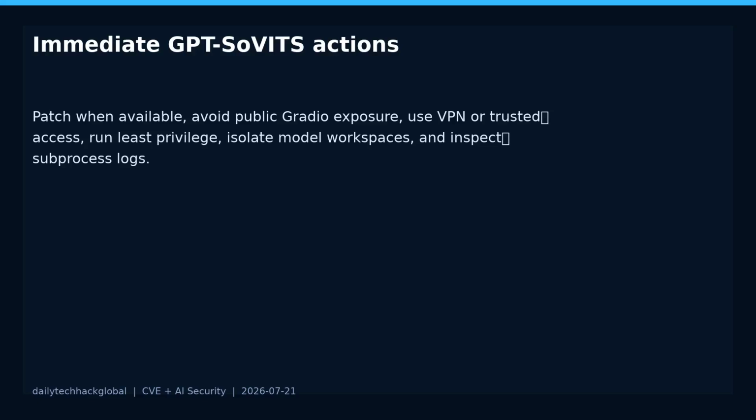For GPT-SoVITS, update when a fixed build is available from the project. Until then, do not publish the Gradio interface to the open internet. Put it behind a VPN or trusted access proxy, run it with a low-privilege account, isolate model workspaces, and keep secrets out of the runtime environment. If the service was reachable by other users, review uploaded files, generated outputs, subprocess logs, and any unusual commands launched by the WebUI process. 2 SurrealDB issues are also worth tracking.